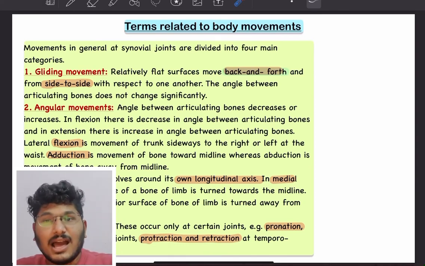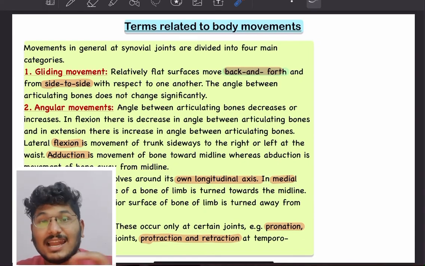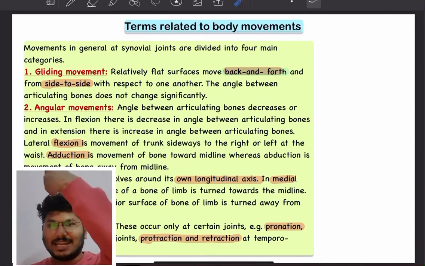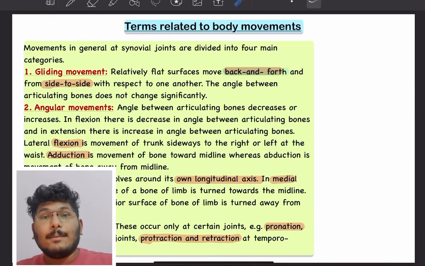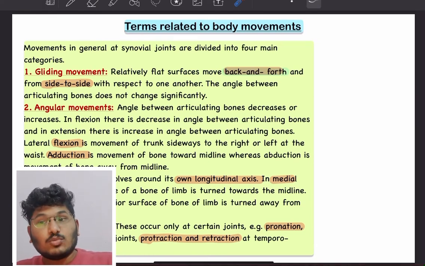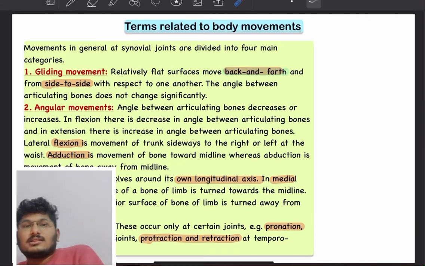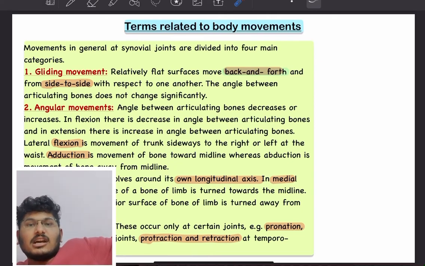So these are the angular movements: 2 angular movements, flexion and extension. Another group of angular movements are called abduction and adduction. Abduction and adduction are related to the median plane. Abduction, B for bahar. Abduction is movement of the bone away from the midline. So this is called abduction of my shoulder. Movement of any bone away from the midline is called abduction.